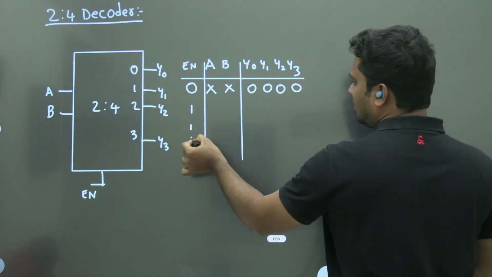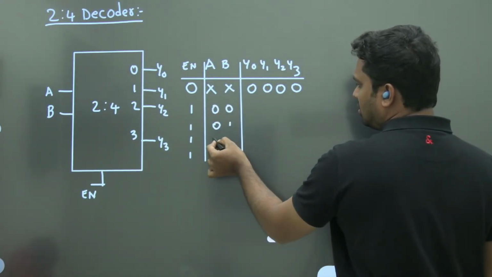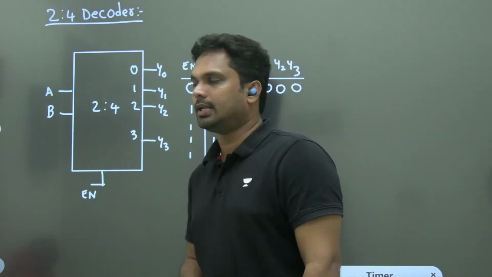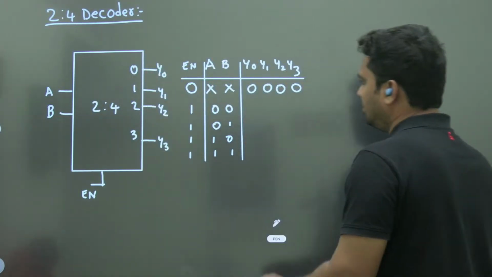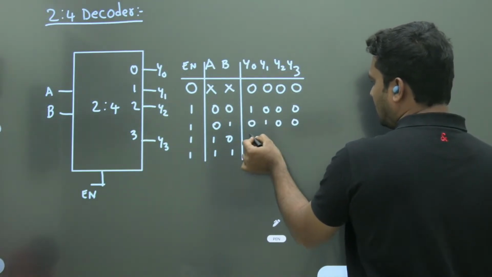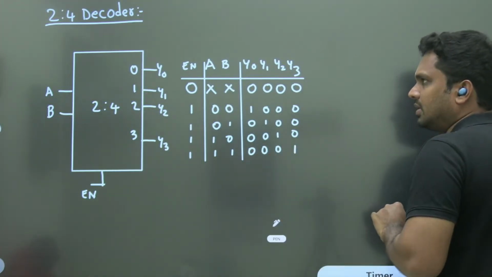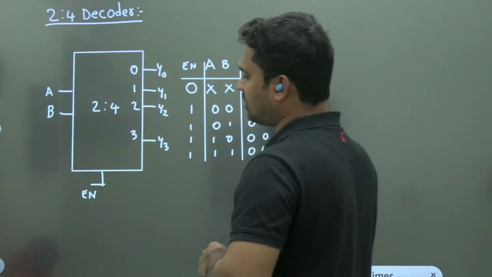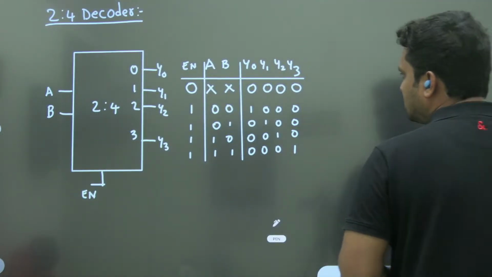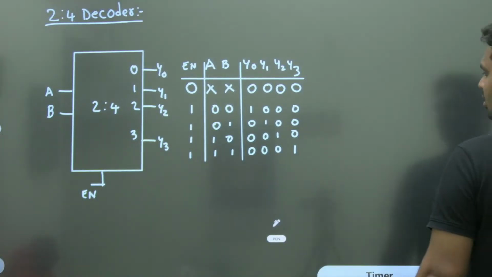When enable is 1, AB can be 00, 01, 10, 11, 4 possibilities. What are the outputs you are getting? For 00, Y0 will be 1, indicating it is 0. Next Y1 will be 1, next Y2 will be 1, next Y3 will be 1. This is what happens in a 2 by 4 decoder when enable is given, how the output will be based on Y0, Y1, Y2, Y3. This is how the decoder operates.